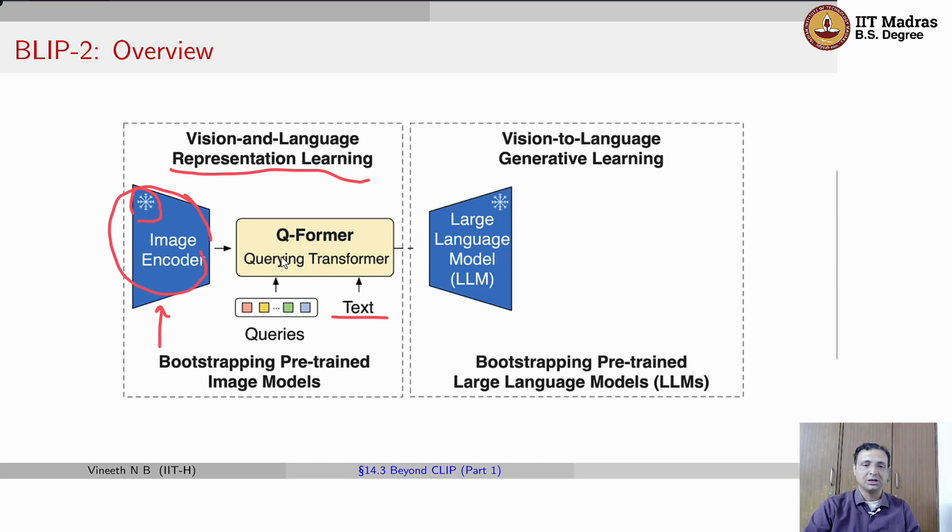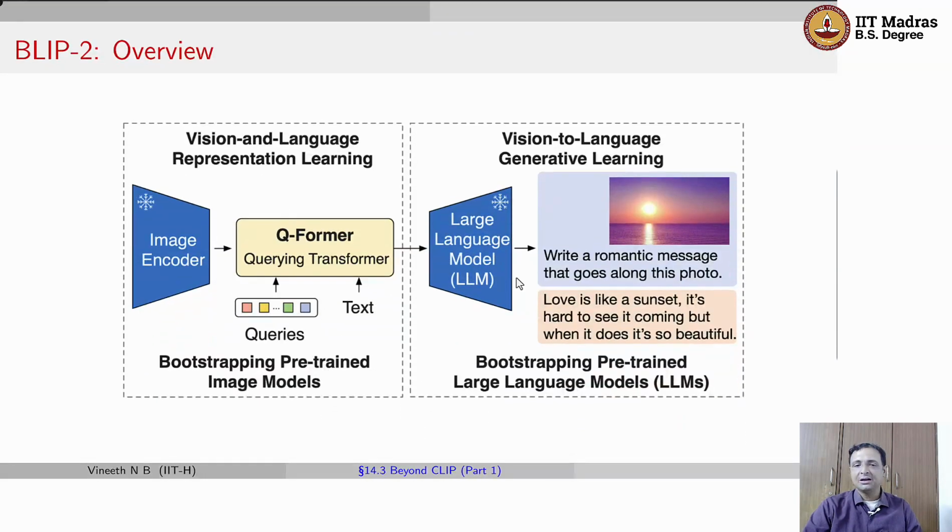This is their contribution in the BLIP-2 framework, which is also called the querying transformer, where they have a set of query tokens which are learnable that are provided as input along with the text. We will see this module in more detail in the next few slides.